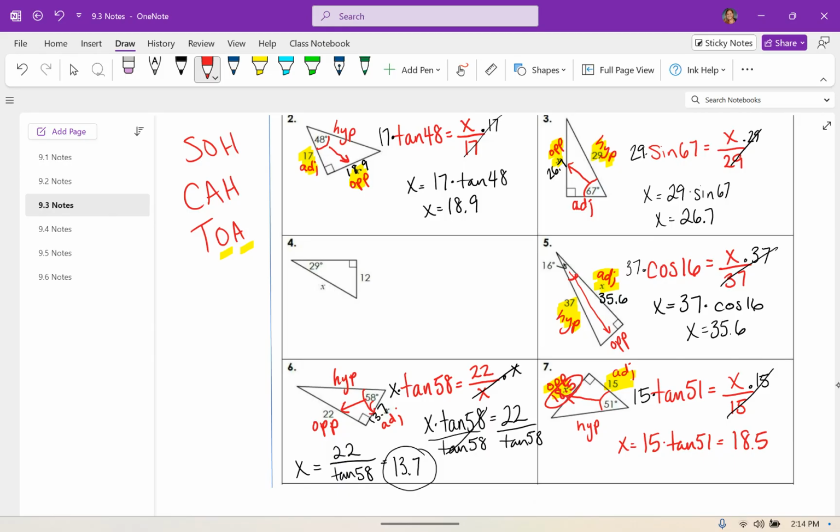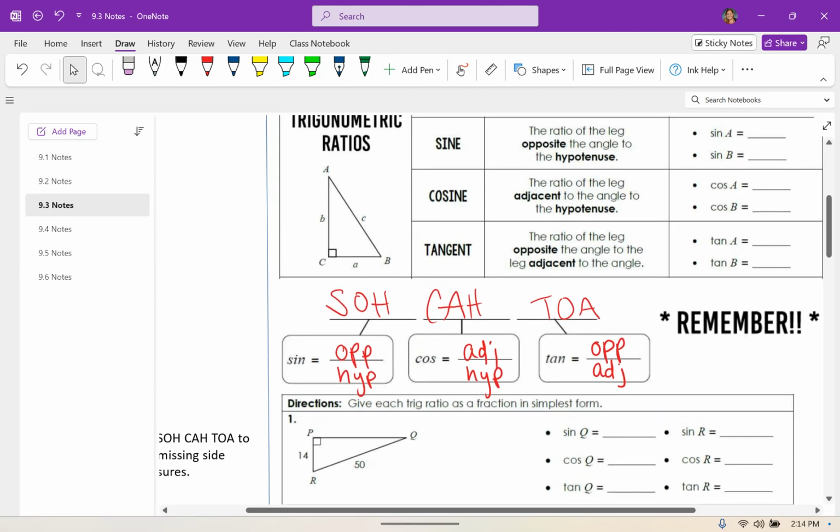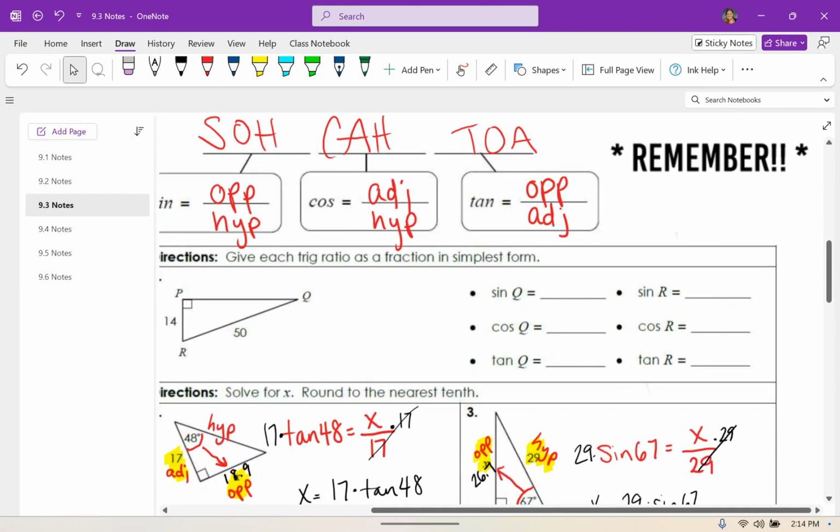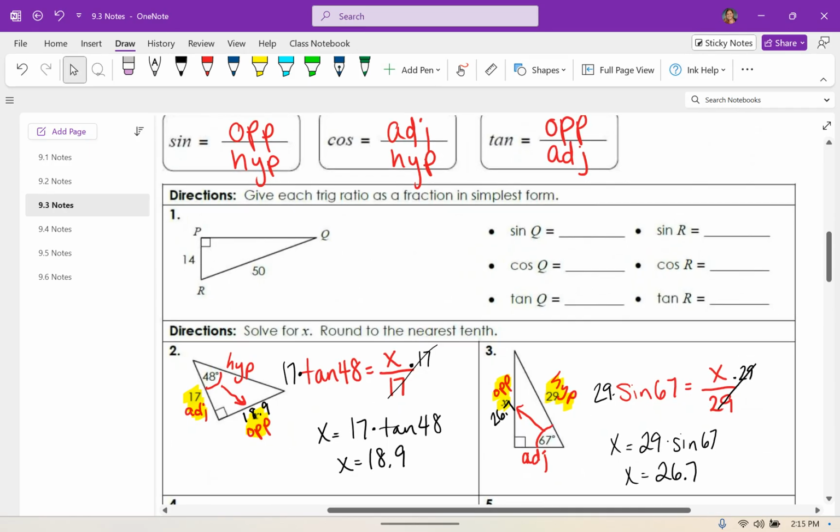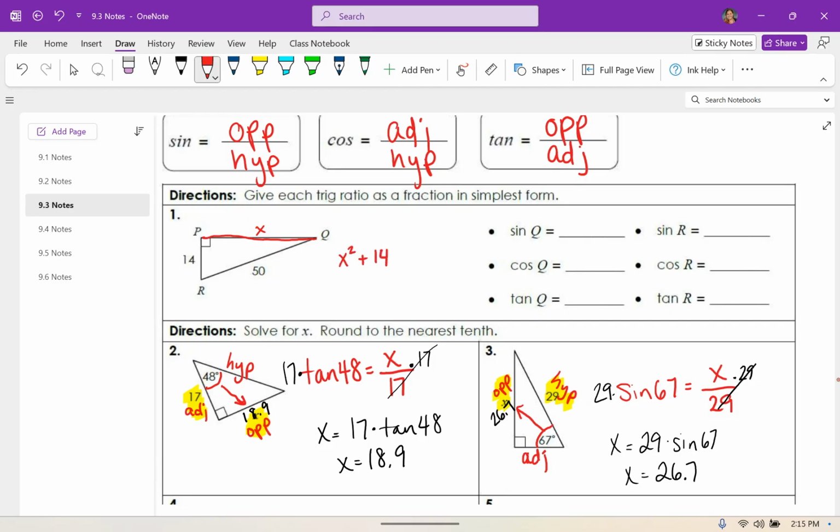Okay, so let's go up to the top here. It says give each trig ratio as a fraction in simplest form. In order to do this problem, the first thing we're going to have to do is find this distance PQ. It's a right triangle, so if we're given two sides of a right triangle, we can find the third side using Pythagorean's theorem. PQ is a leg, so a squared plus b squared equals c squared.